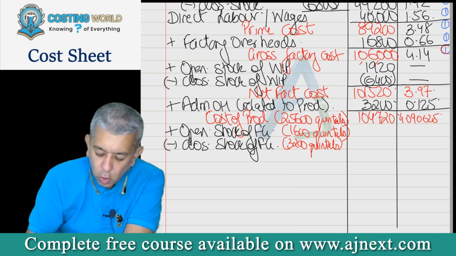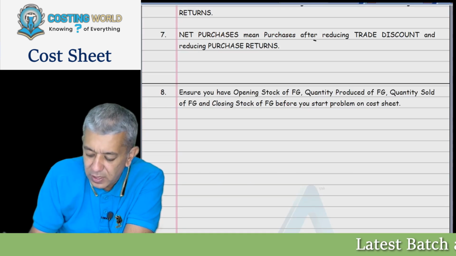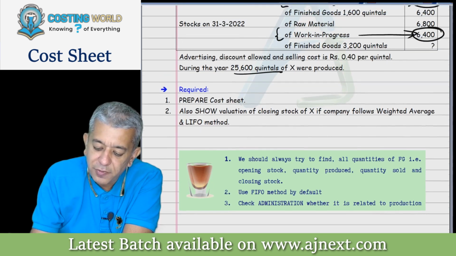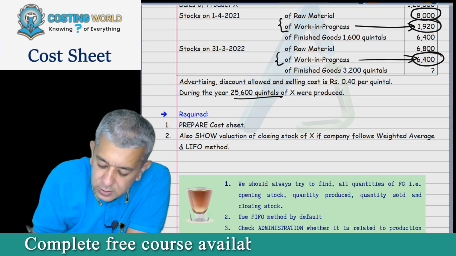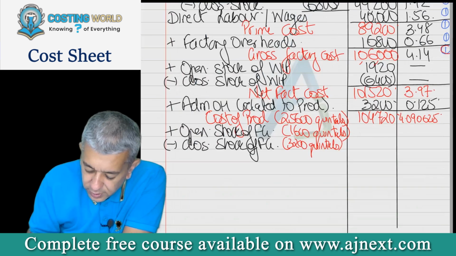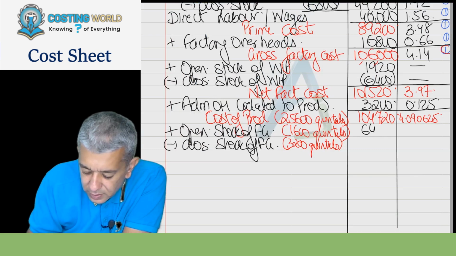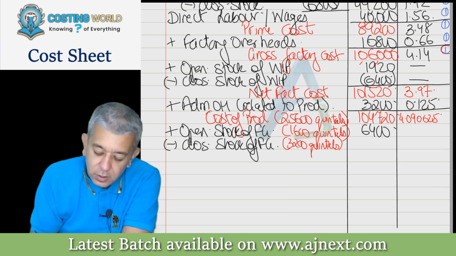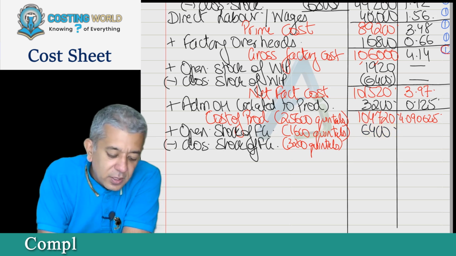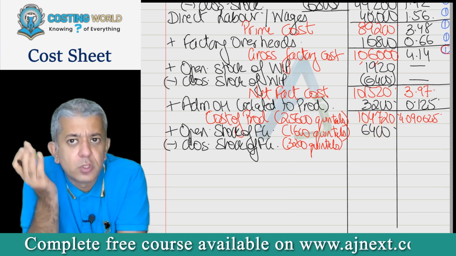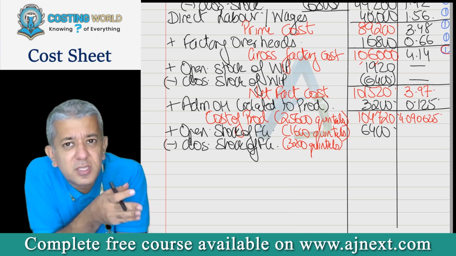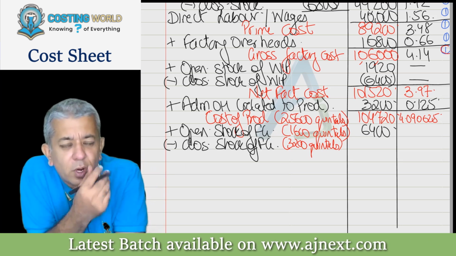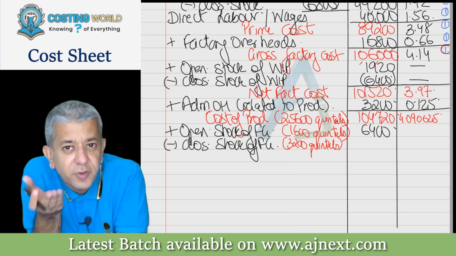Now see, opening stock of finished goods, you have been given in terms of rupees also. So opening stock of finished goods in this particular case is over here, 6,400. It does not make any sense for me to divide this figure by quantity produced of finished goods for the entire year, because this is opening stock on the first day. It does not make sense to divide it by quantity sold either. Quantity sold is for the entire year. This is opening stock of finished goods on the first day.